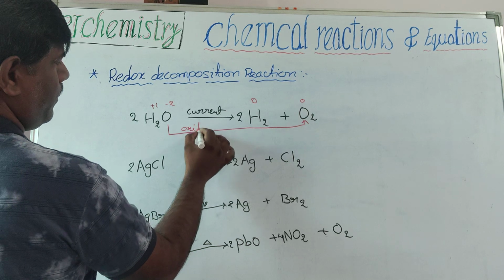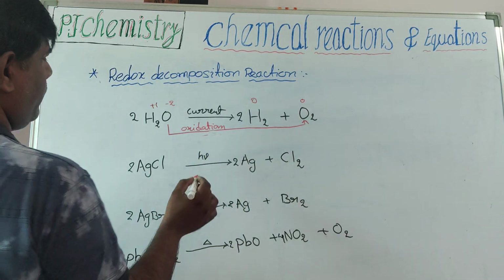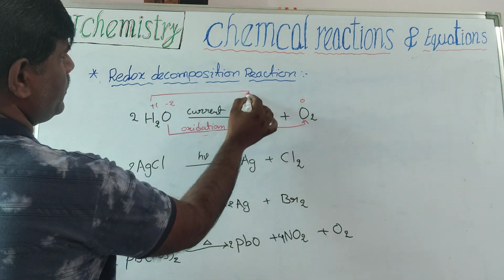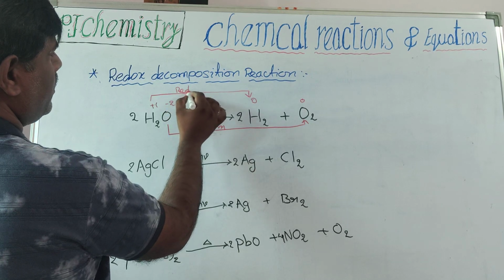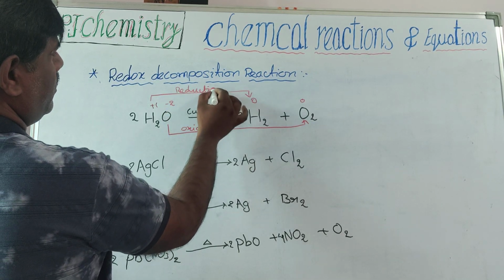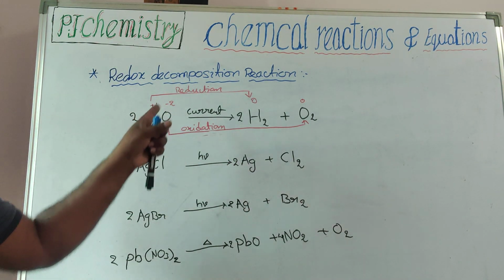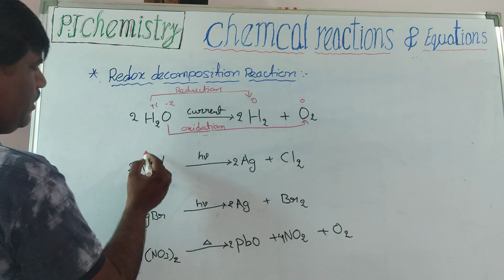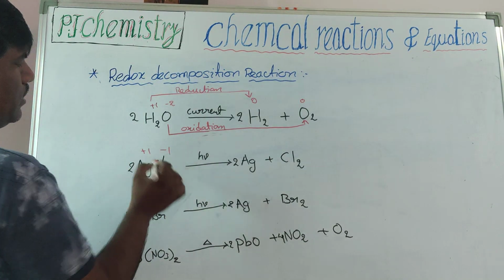Oxidation. Next, hydrogen +1 to 0. Decreased oxidation number. Reduction. Both oxidation and reduction take place in the same equation, so it is a redox reaction. Next, silver chloride: chlorine -1 gains 1 electron from silver.